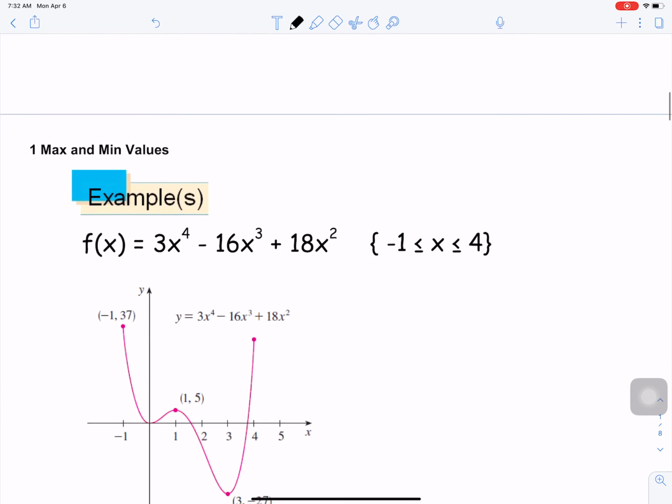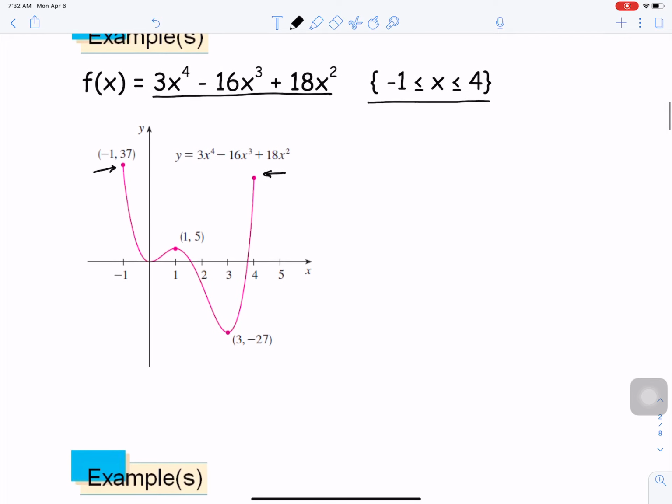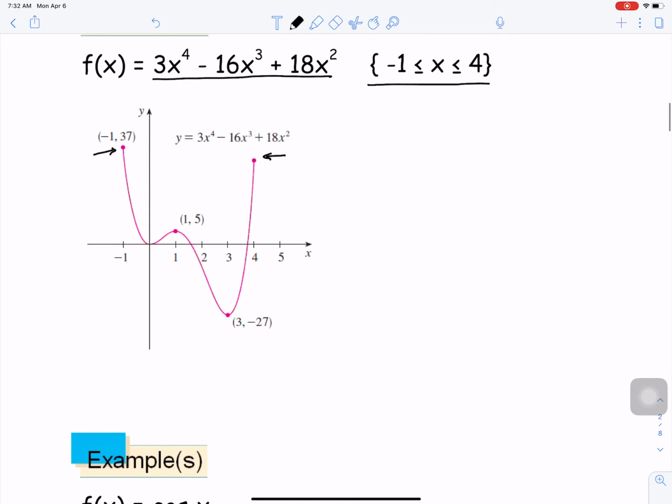So when we look at this example, you can notice that the domain the function has is only between -1 and 4. You can see that I've stopped my graph between -1 and 4. I give you a quartic function, which is just our power 4 function. The graph is already drawn here for you. So in this question, the point is to look at the graph and identify the local maxes and mins and the absolute maxes and mins.